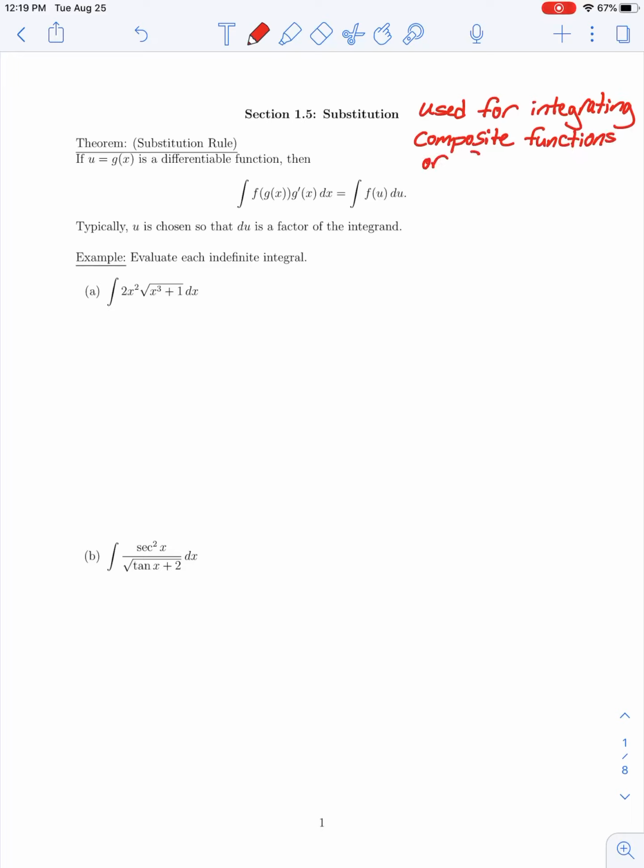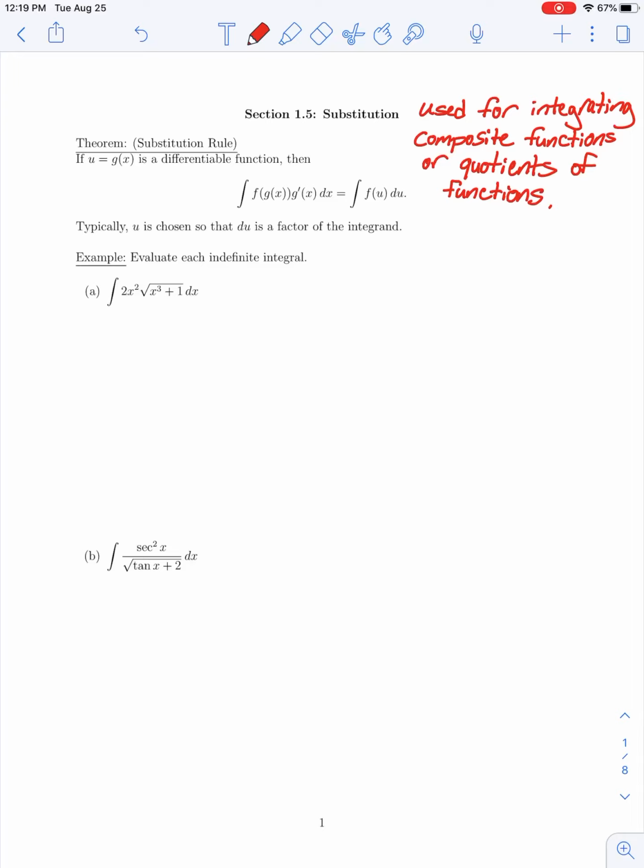or fractions. Or to be a little more precise, let me not say fractions, but let me say quotients of functions. So whenever you're trying to integrate a function which is either a composite function or maybe a quotient of two functions, you should immediately think of trying this method of substitution. So let's see what exactly this substitution method says, or how this works.